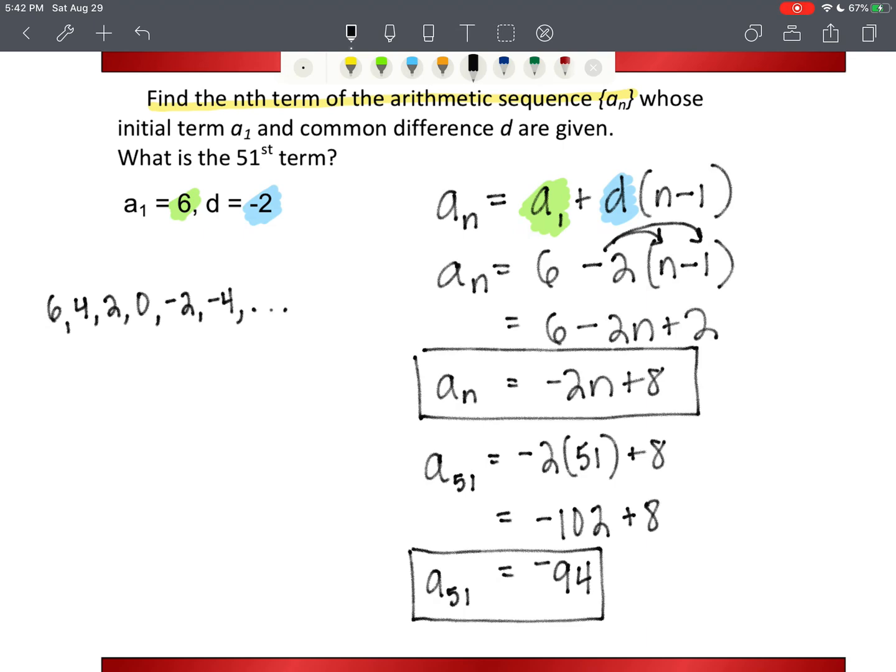I don't want to have to do this 50 times, right? After the first term, we'd have to go out 50 more terms. I don't want to have to do that. So we find the equation, the formula that gives us the value of the nth term, and then we use that. So we find our formula first, and then here we use the formula. This way we don't have to expand it out to 51 terms.